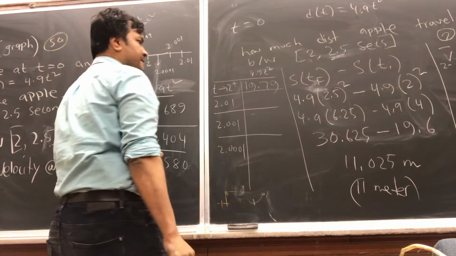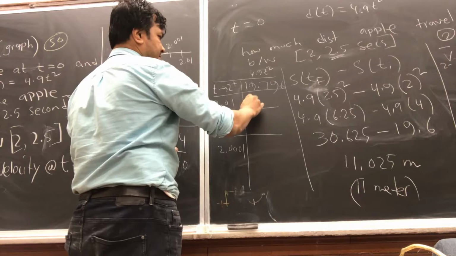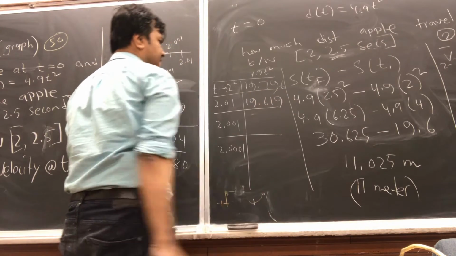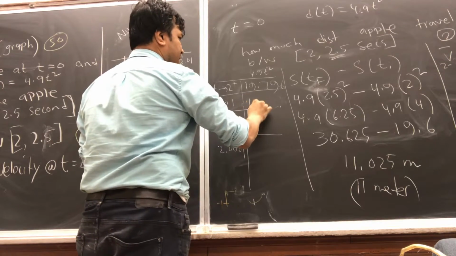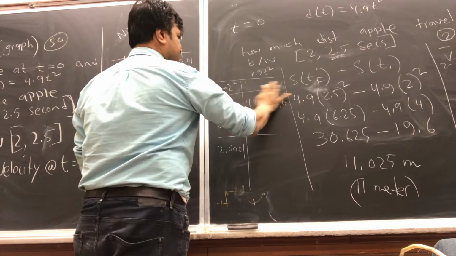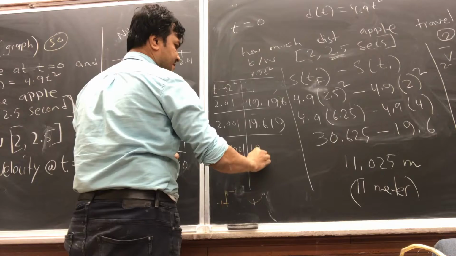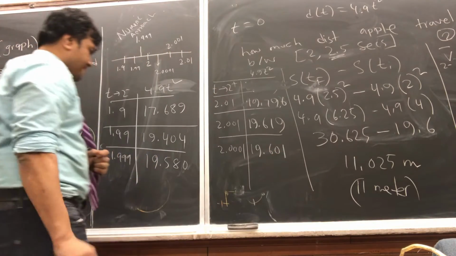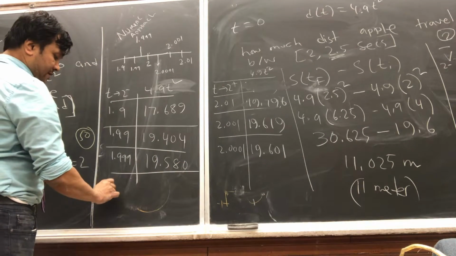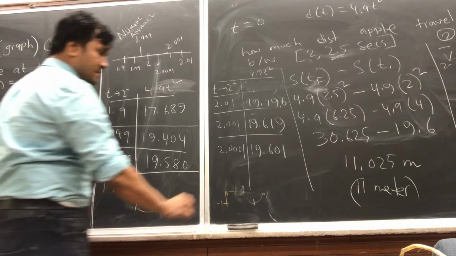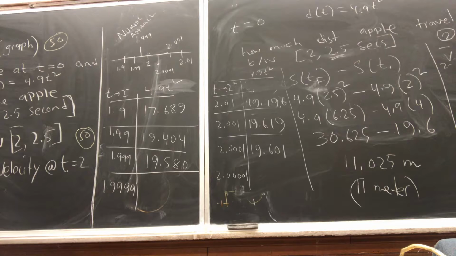The first one is 19.796. The second one is 19.619. The third one is 19.601. Okay, all right. So let's do one more here: 1.9999 and 2.00001.